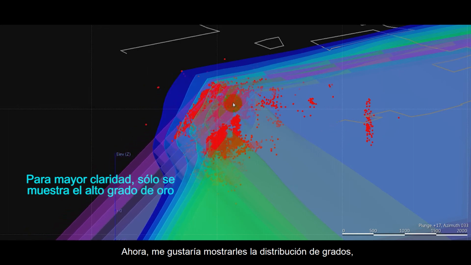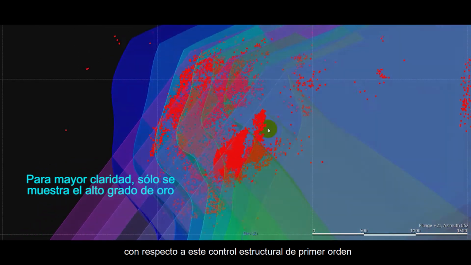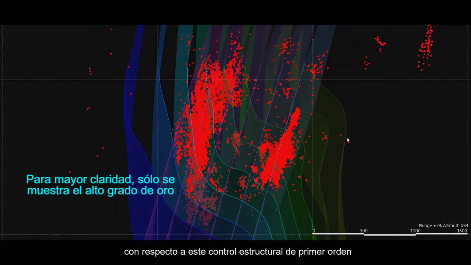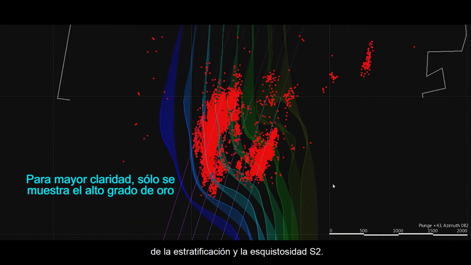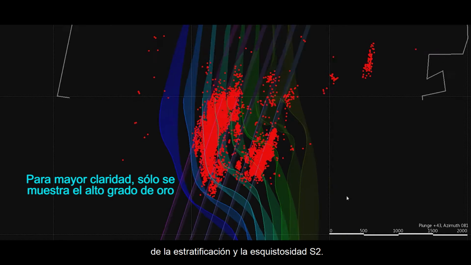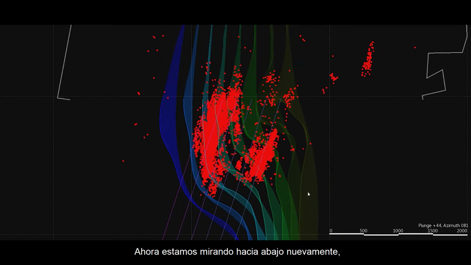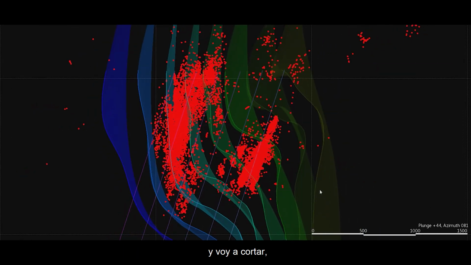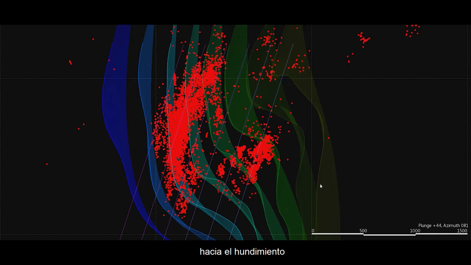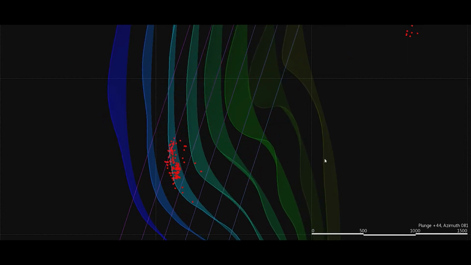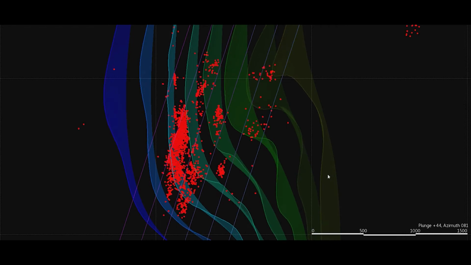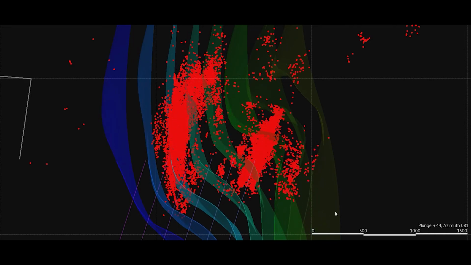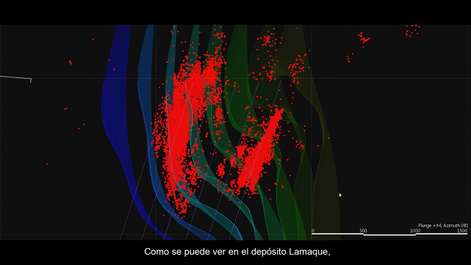Now I'd like to show you the grade distribution relative to this first order structural control of the bedding and the S2 schistosity. Now we are looking down plunge again, and I'm going to slice down plunge, and I'll come up again. As you can see on the Lamaque deposit, the trace of this high grade is parallel to S2.